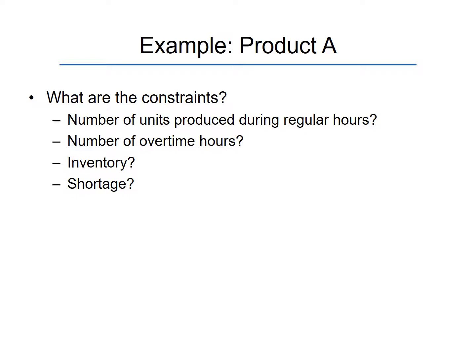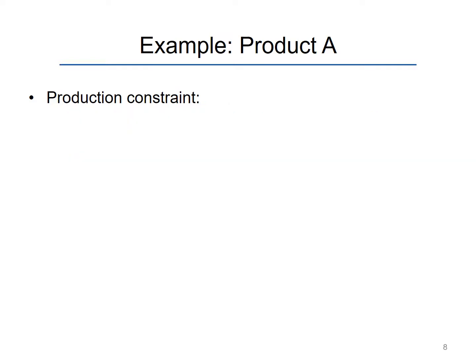Inventory and shortage: are there any constraints on those? If you look at inventory and shortage, these are a binary condition, correct? Because if you have an inventory, then you can't have a shortage, and vice versa. Okay, so these are some of the things you can think about to get yourself started. So let's jump into the production constraints.